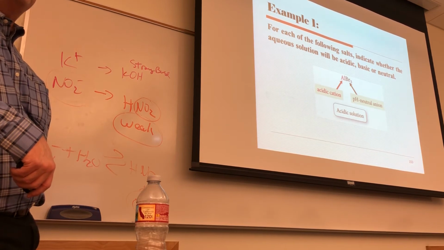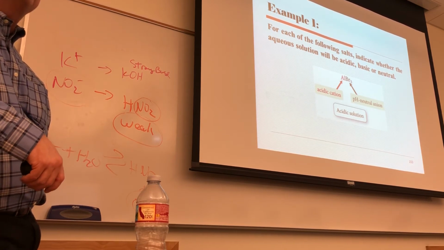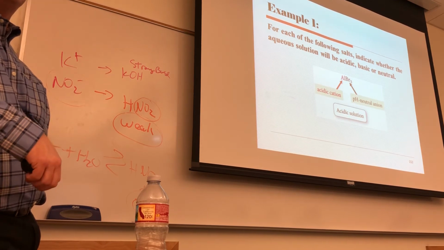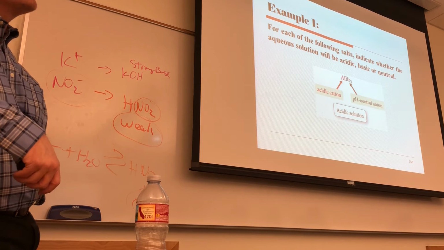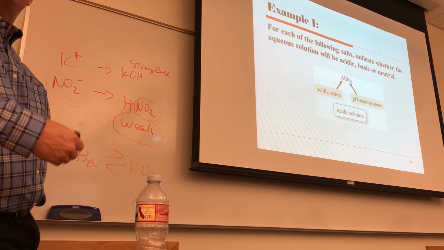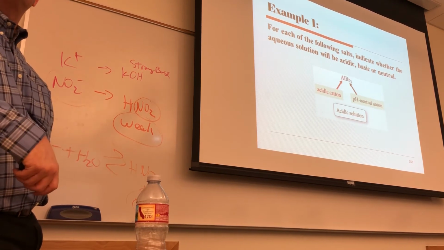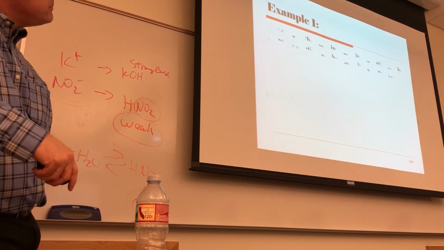The only binary acid that's weak that you have is HF, right? Everything else, so HCl, HBr, HI, those are all strong. And then of course if it's an oxyacid, 2 or more oxygens.